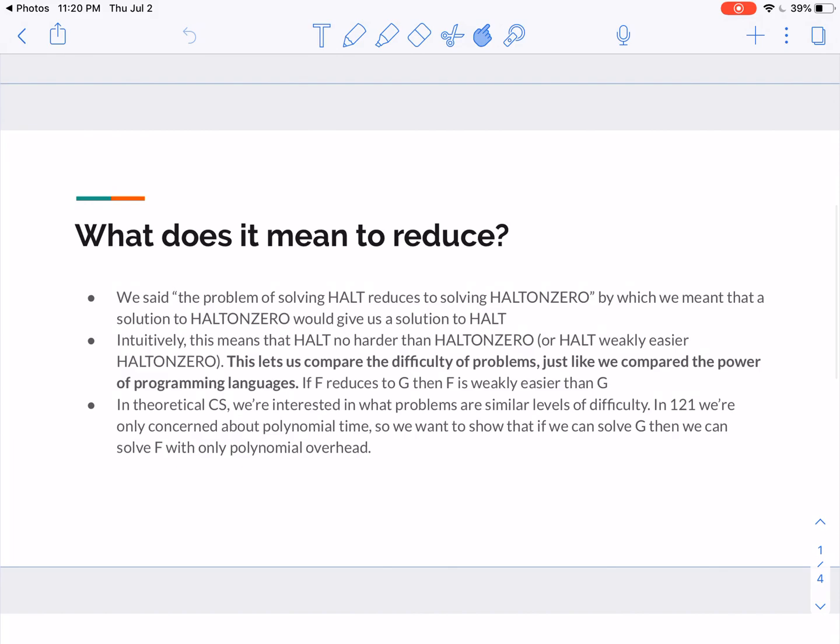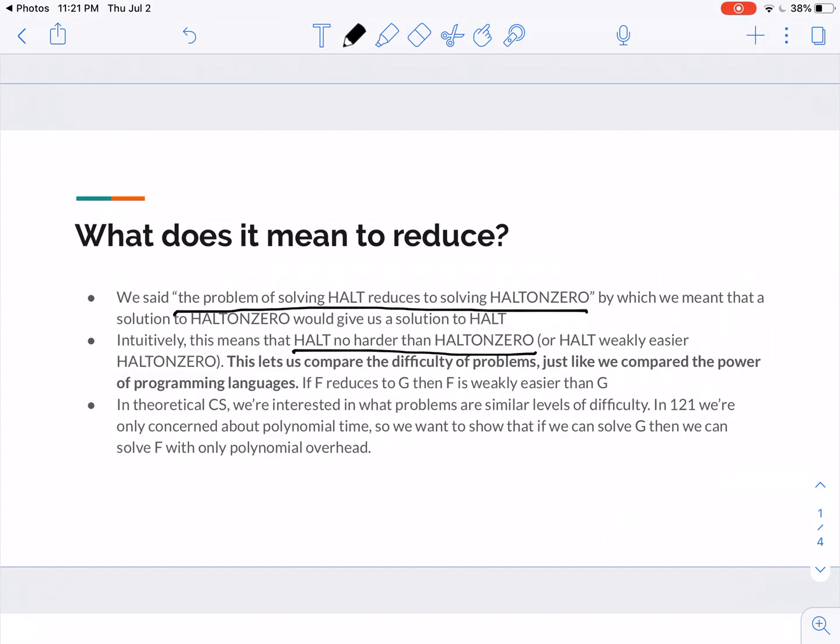So we did some reductions in the last video, so let's review. In the last video we said the problem solving halt reduces to solving halt on zero, by which we meant that if we could solve halt on zero, then we could also solve halt. So intuitively this gives us a way of comparing the difficulty of problems, right? Because we know that halt is no harder than halt on zero because, well, if we can solve halt on zero, we can also solve halt. So halt is an easier problem than halt on zero.